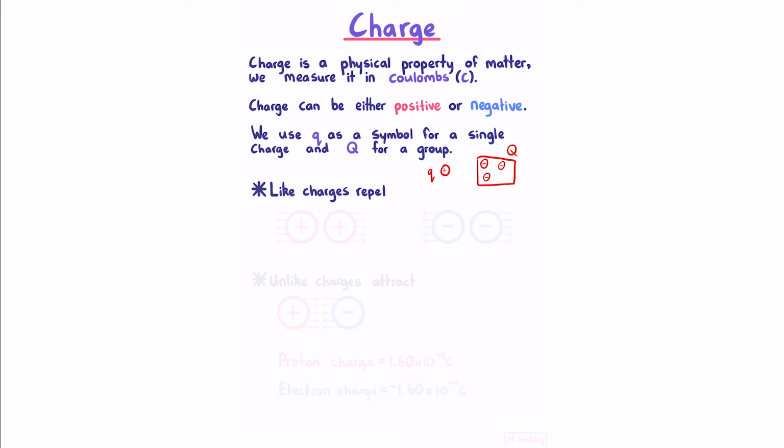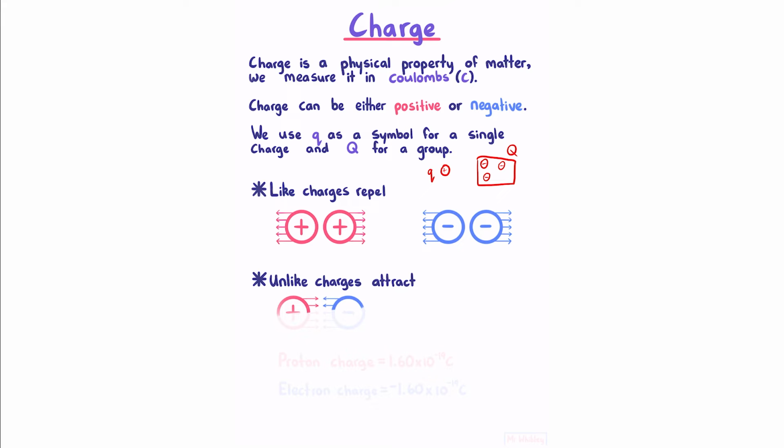Like charges repel, so for example, two positive charges or two negative charges, and unlike charges attract, which is to say positive and negative, because those are the only types of charge. The charge on a proton is 1.6 times 10 to the minus 19 coulombs, and the charge of an electron is the same, except that it's negative. Should you need them, these numbers will be given to you in the exam.